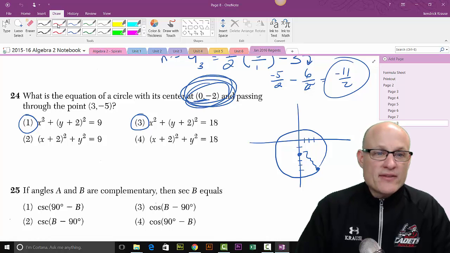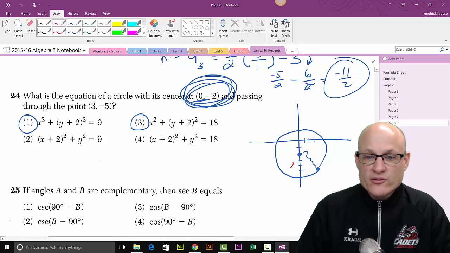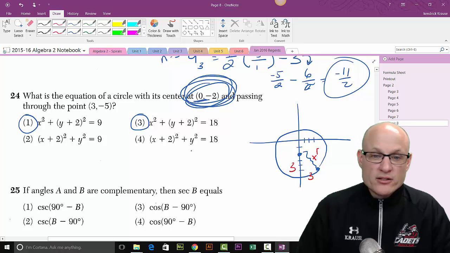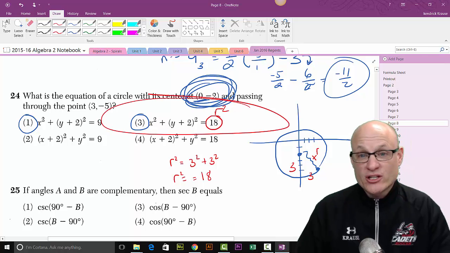And the easiest way to find that distance is just to count. This distance is 3, and this distance is 3, and this distance is x. So that radius, which is right here, radius squared is equal to 3 squared plus 3 squared. So radius squared is equal to 18. And remember, the right side of the equation is radius squared. So there is your answer.